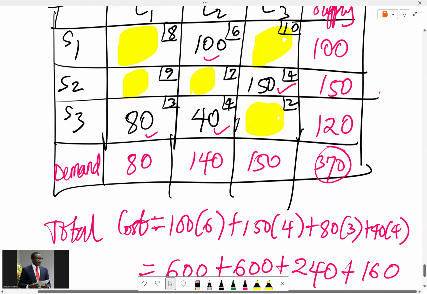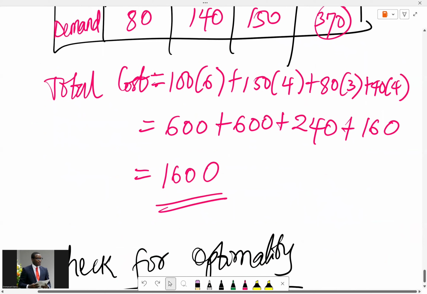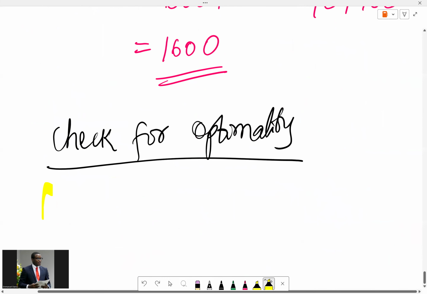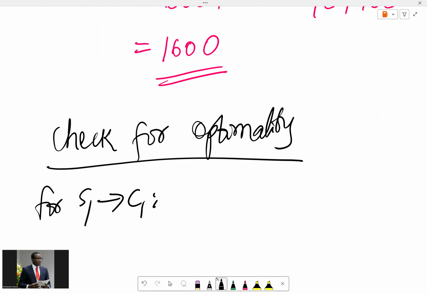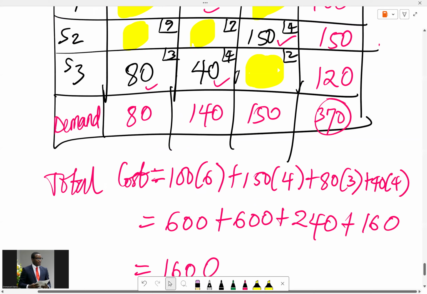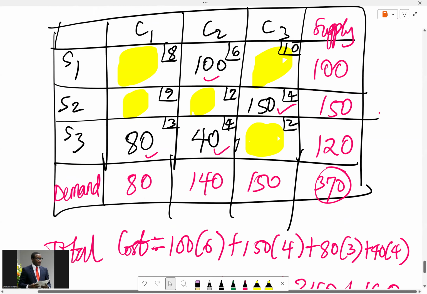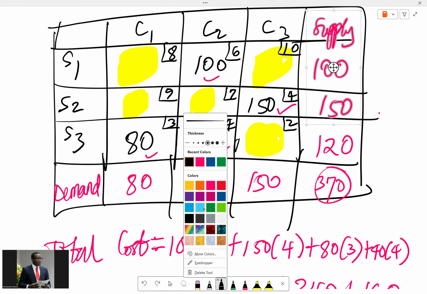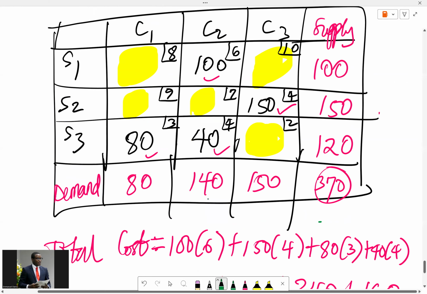We start with S1, C1. For S1 to C1, what do we have? Imagine if you assign a unit here, let me use a totally different color, say green now. If you assign one here, you subtract one here to balance things up. Then you can assign one here and subtract here. That way we can have things balanced up.